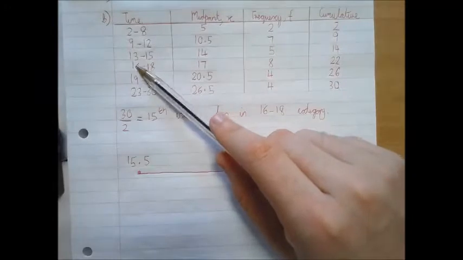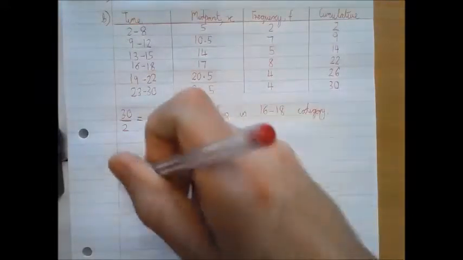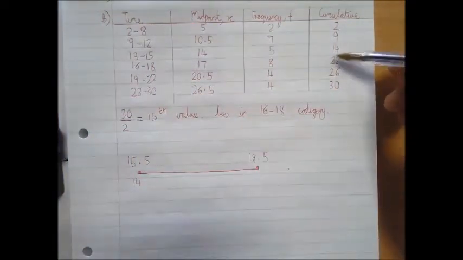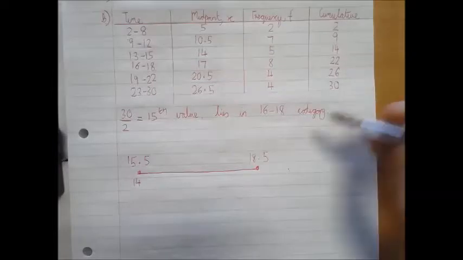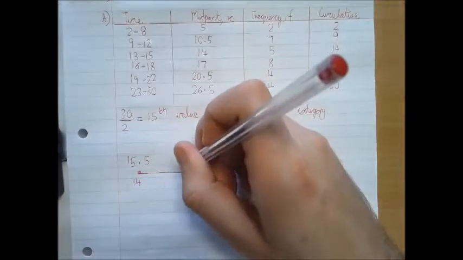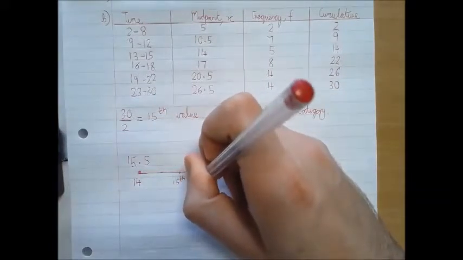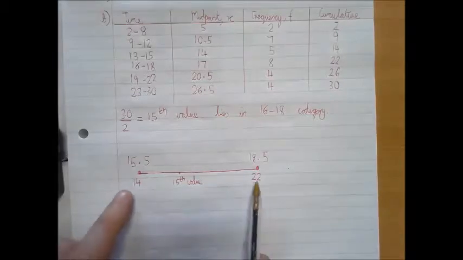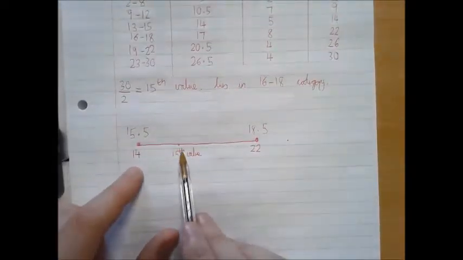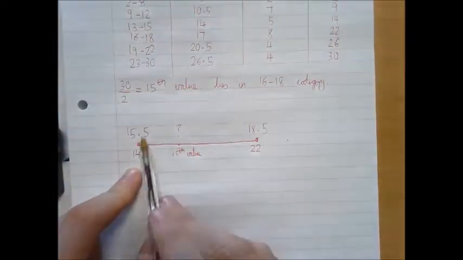Now the 15.5, we have a look at our cumulative, that'll be number 14 in the cumulative frequency. And of course if we have a look at the next group up, that's going to be 22. And of course what we're after is the 15th value. So this is why I've drawn it out, because it helps you visualise what I'm doing. So after this value, you're trying to work out what that is effectively.